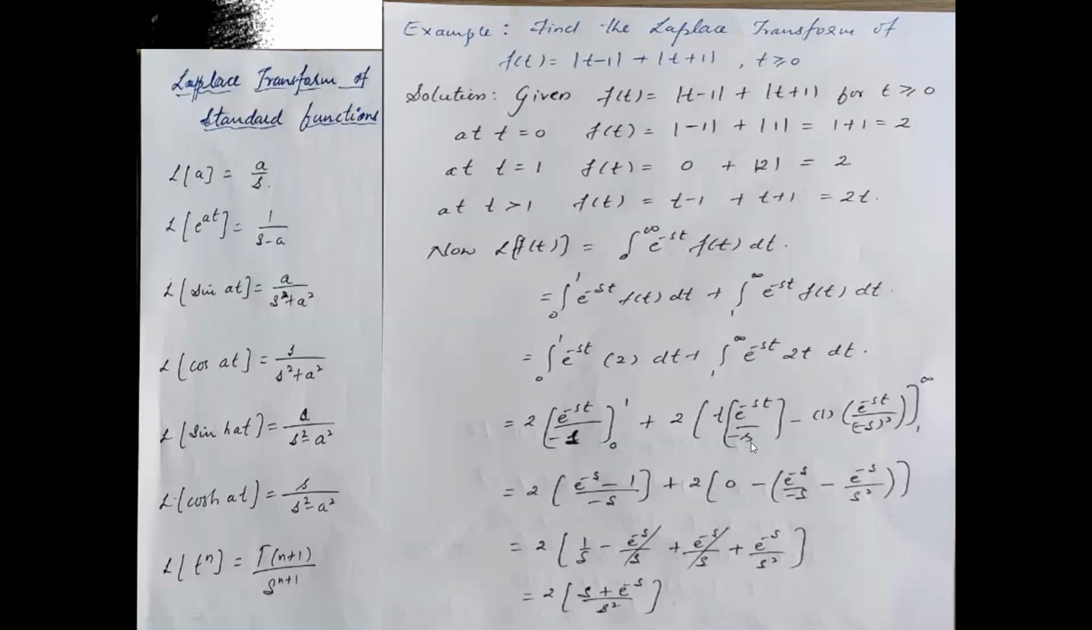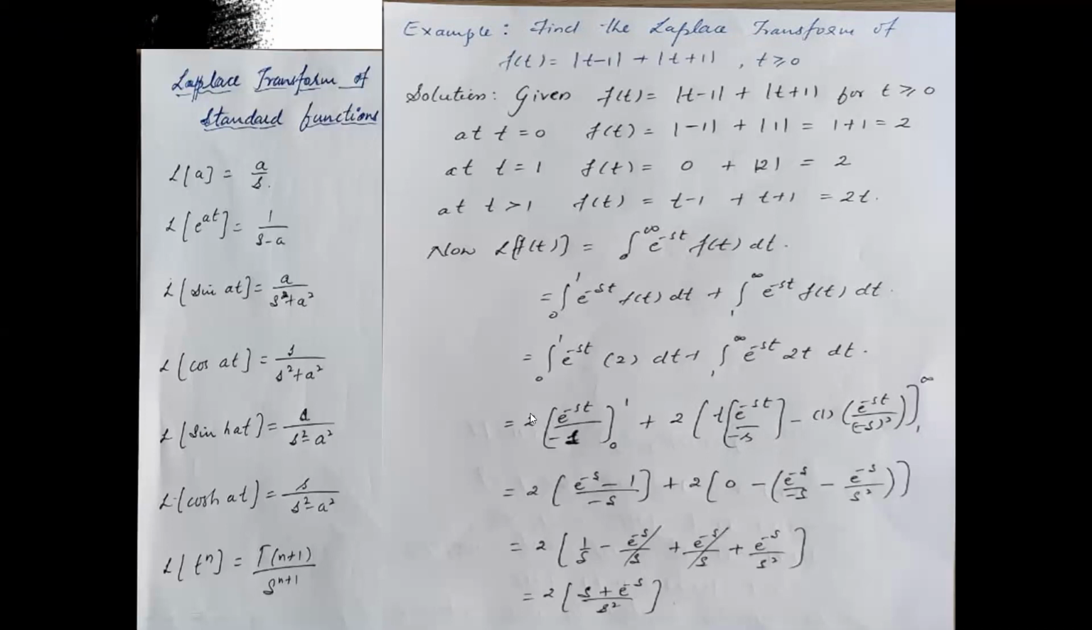We will go for Bernoulli's rule. t we will keep as it is. Integration of e raised to minus st is e raised to minus st divided by minus s, then minus sign, derivative of t, which is 1, times integration of this term once again. So minus s will be constant here. Integration of e raised to minus st is e raised to minus st divided by one more minus s, so it is minus s whole square. We need to take the interval of this integration from 1 to infinity.